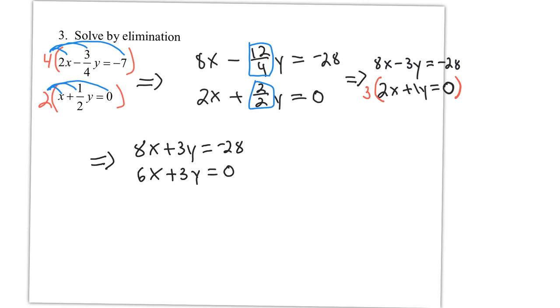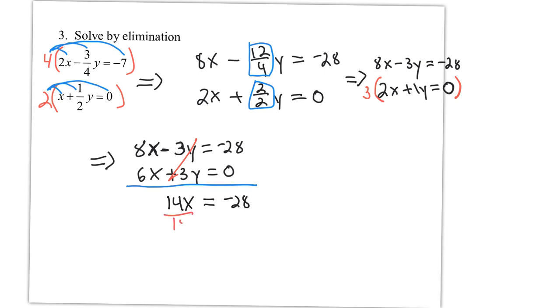I made a mistake, guys. This is not negative right here. That's not positive. It should be negative. So let me just put 6x minus, and we have the 3. So there it is. We have opposite signs, different signs, and the same coefficient. So now you make your line on the bottom. You cancel the y's. 8x plus 6x, that's 14x. And negative 28 plus 0, that's negative 28.